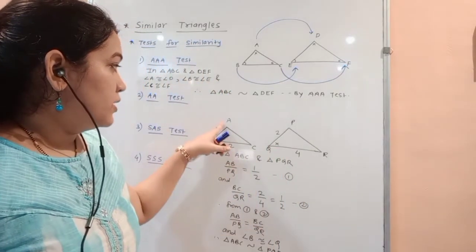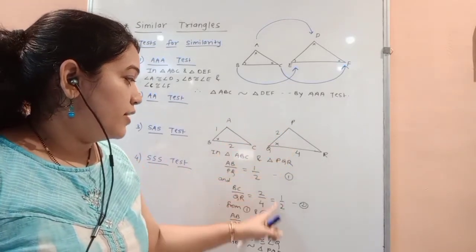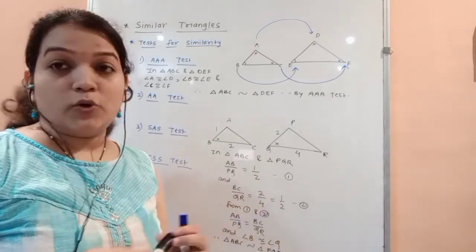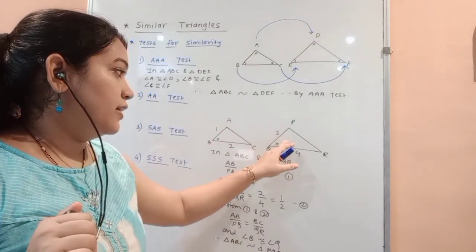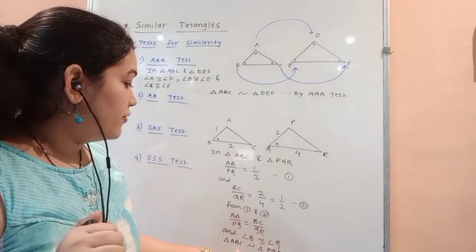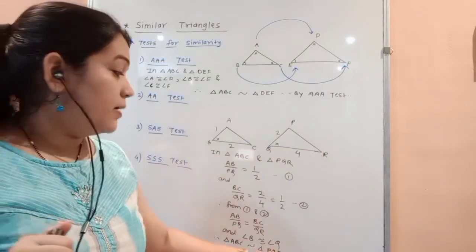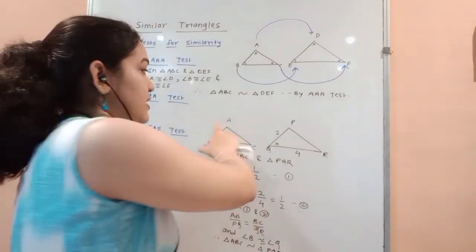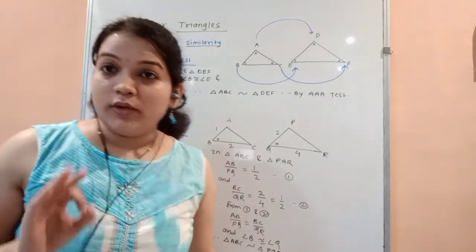See here, this side upon this side upon this side, we are getting same ratios 1 upon 2, 1 upon 2, means we can say ratio of corresponding sides is the same, and in between angle, that is angle B and here angle Q, both are congruent to each other. Yes or no? So therefore we can say triangle ABC is similar to triangle PQR by which test? SAS test means side angle side. Sides are in same proportion. Are you getting it, class?